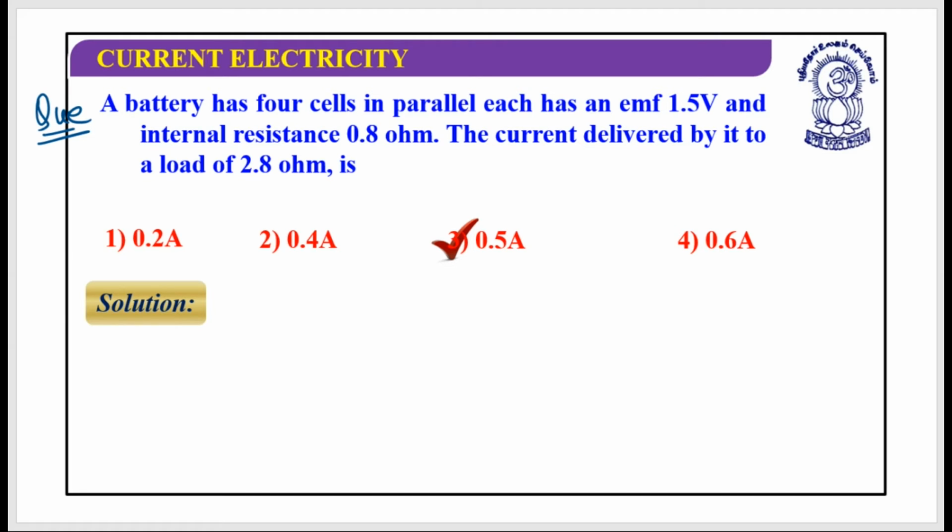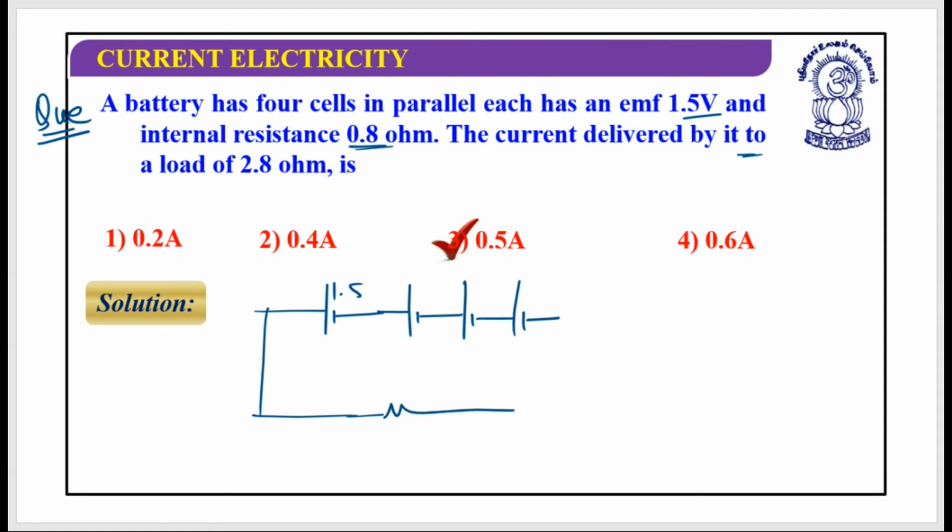A battery has 4 cells in parallel, each has an EMF of 1.5 volt and internal resistance of 0.8 ohm. The current delivered by it to a load of 2.8 ohm. This is the same question. Let's have a look. It's 1.5 volt. We have 4 cells, 1 2 3 4, connected with an external resistance of 2.8 ohm. So what I can have is I equals NE divided by N into R plus R.